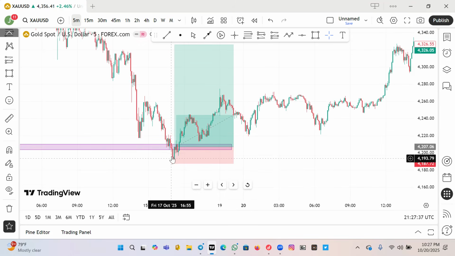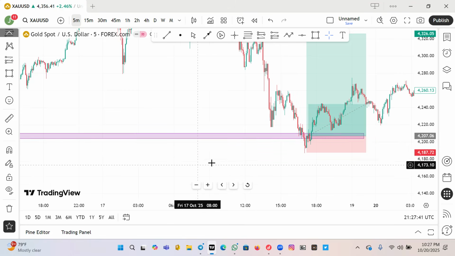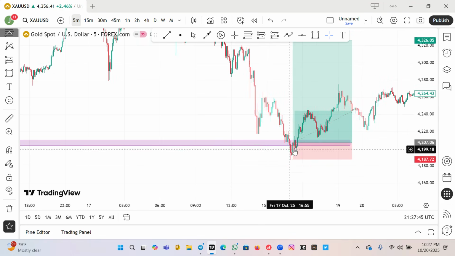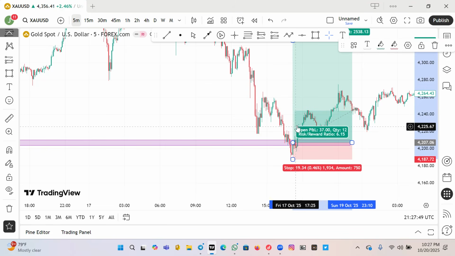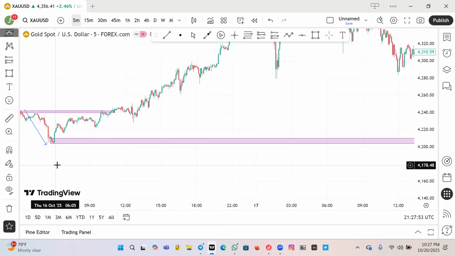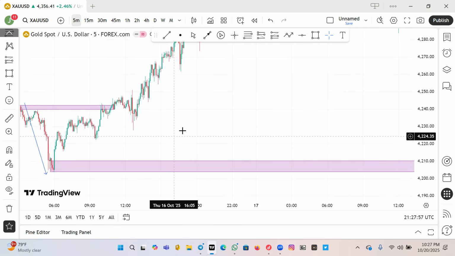There is a way you can enter the market even if your area of interest is taken out with the body of a candle. That's called reclamation. I'm not going to talk about that tonight. That will be a topic for another day. I'm just showing you guys how to enter, how to mark your point of interest.